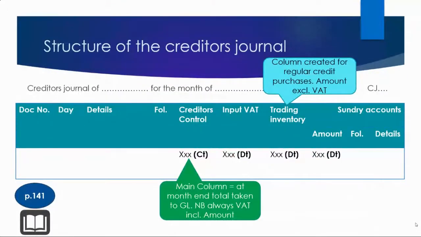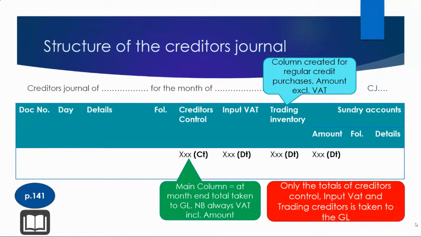Okay, then your creditors journal looks similar to your debtors journal, except instead of going to debtors control, it goes to creditors control. Instead of sales, it goes to trading inventory. Now your main column is your creditors control, whereas your trading inventory is your VAT exclusive amount, so it's one of your sub columns. That one will be purchases if we look at a periodic inventory system, and only the totals of each of these columns will get transferred to your general ledger. That's very important.